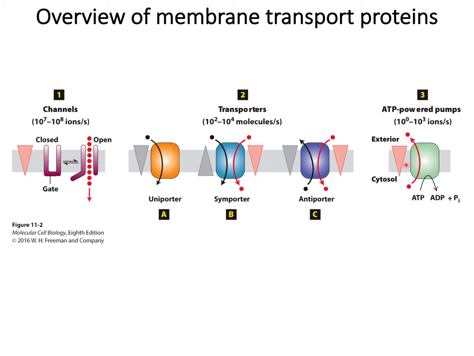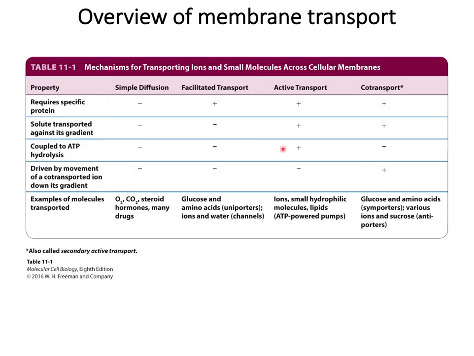The third type is an ATP-powered pump, and the energy released by ATP hydrolysis drives the movement of specific ions or molecules against their electrochemical or concentration gradient. This table actually shows the four mechanisms by which all the small molecules and ions are transported across the cellular membrane, and is pretty simple and self-explanatory. Just take a look at that.